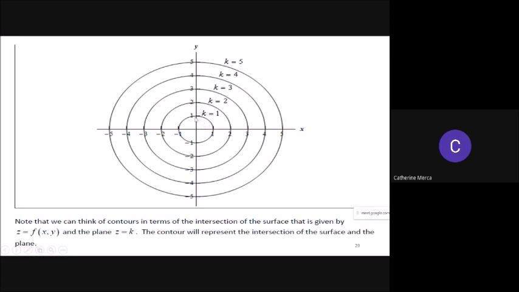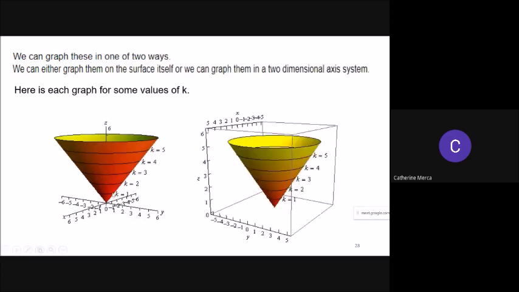Na-picture out na ninyo? Yes, ma'am. Okay. Yung kanina, di ba? Ulitin natin para makita nyo. Yung side view yung nakita natin kanina, di ba? Ito. So, kung from the top kayo magtingin, ito yung mga concentric circles na yan.